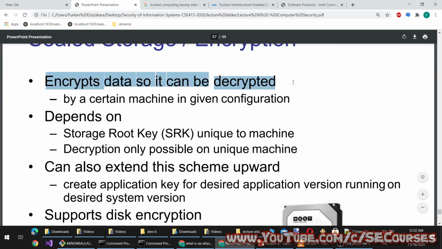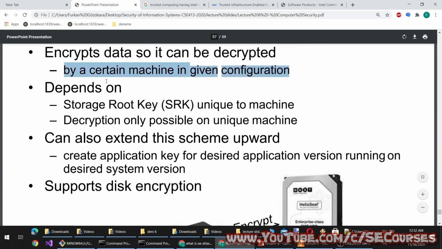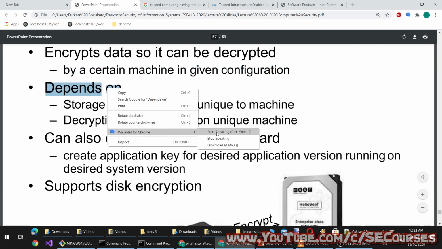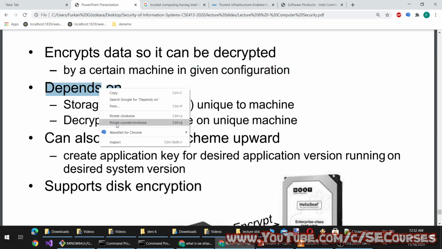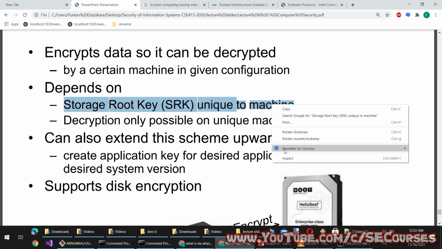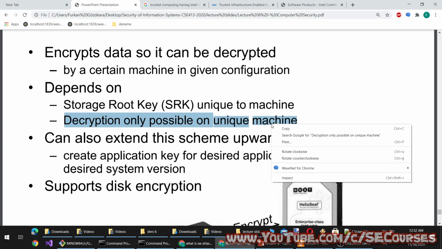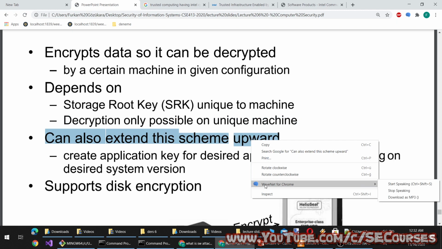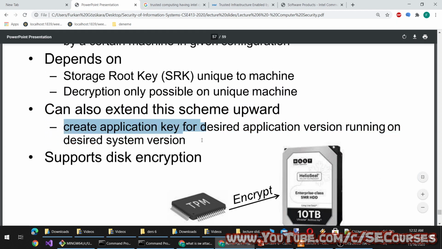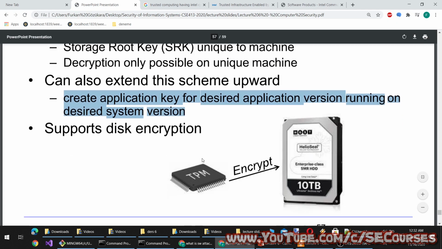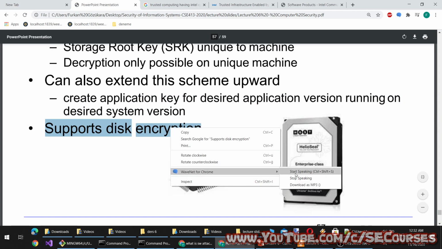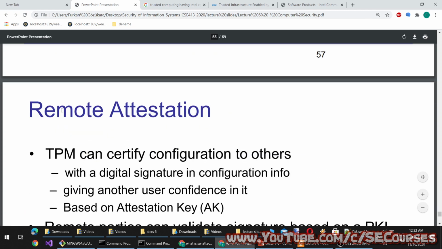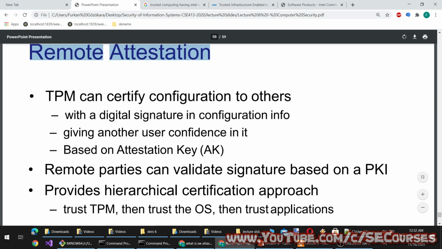Sealed storage, encryption. It encrypts data so it can be decrypted by a certain machine in a given configuration. It depends on the storage root key, SRK, unique to the machine. Decryption is only possible on the unique machine. We can also extend this scheme upward: create an application key for a desired application version running on a desired system version. It supports disk encryption.